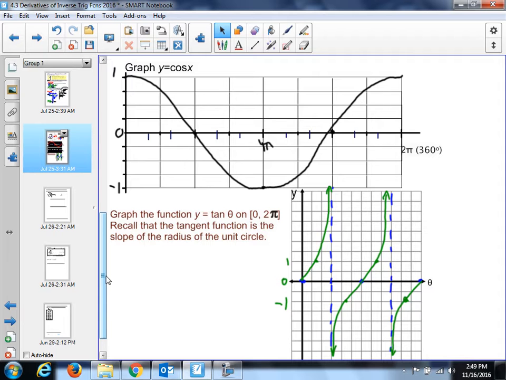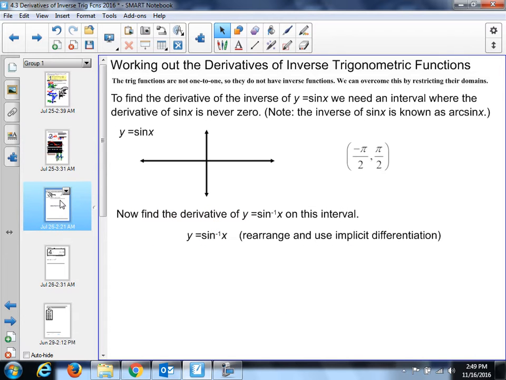Now to apply this to calculus. So far we haven't done any calculus. Working out the derivatives of inverse trig functions. The trig functions are not one-to-one, so they don't truly have inverse functions, but we can overcome this by restricting their domains. Find the derivative of an inverse, y equals sine of x. We need an interval where the sine of x is never 0.